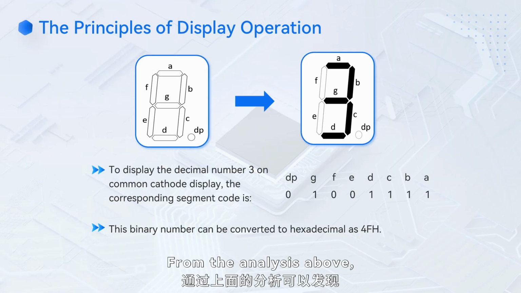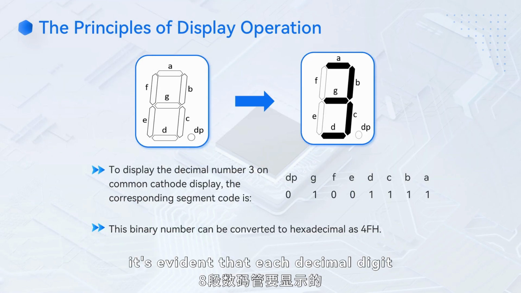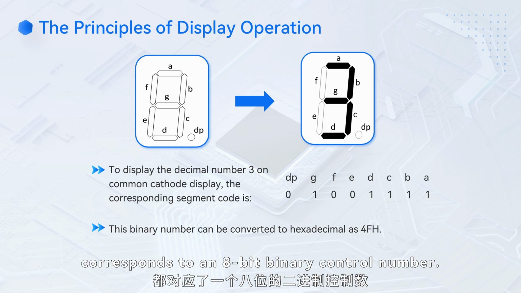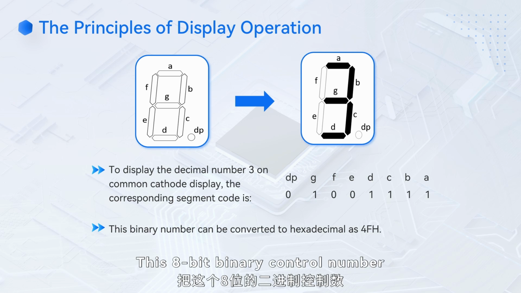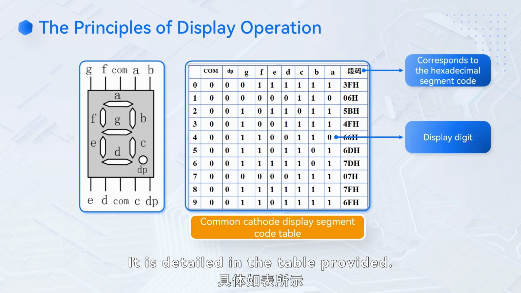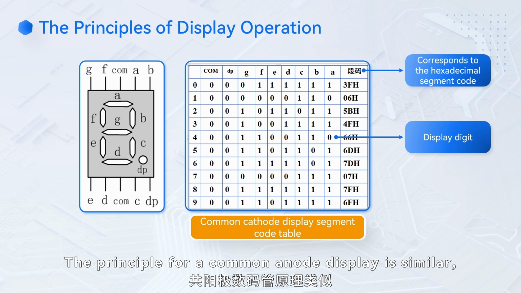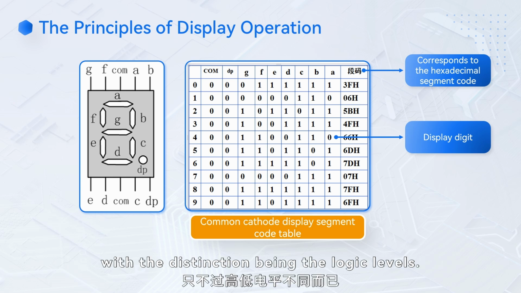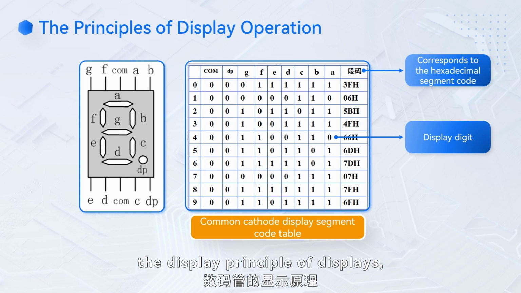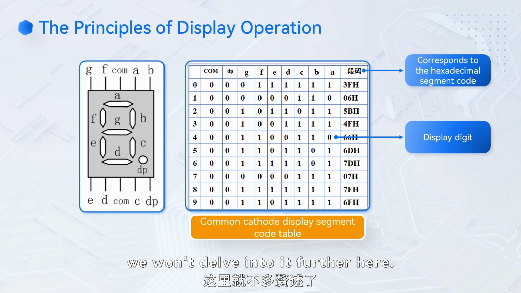From the analysis above, it's evident that each decimal digit to be displayed on an 8-segment display corresponds to an 8-bit binary control number. This 8-bit binary control number is referred to as the character code for the display. It is detailed in the table provided. The principle for a common anode display is similar, with the distinction being the logic levels. Since we have already covered the display principle of displays, we won't delve into it further here.